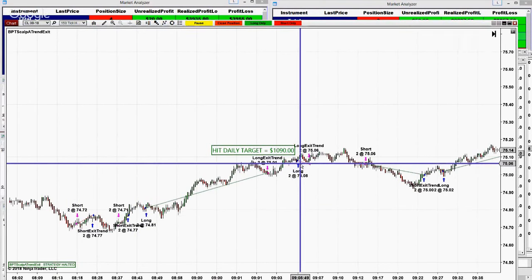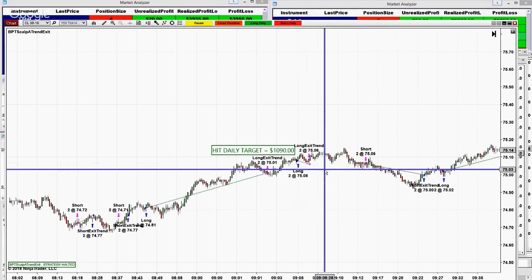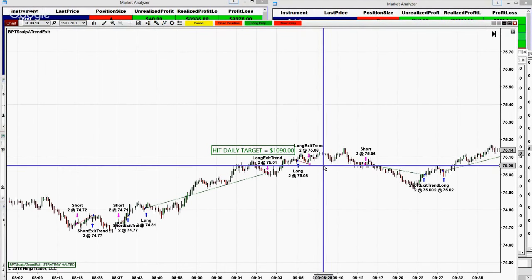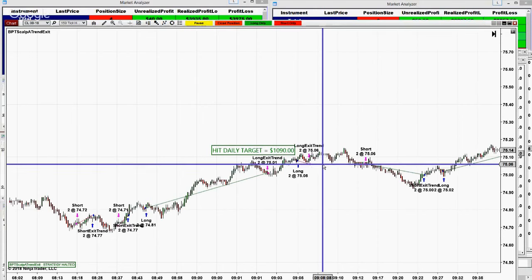Then we try again at 708. We entered the market, and guess what? We exit at 7506. Gentlemen, this is 2 ticks of stop loss. 2 ticks of stop loss. I prefer.